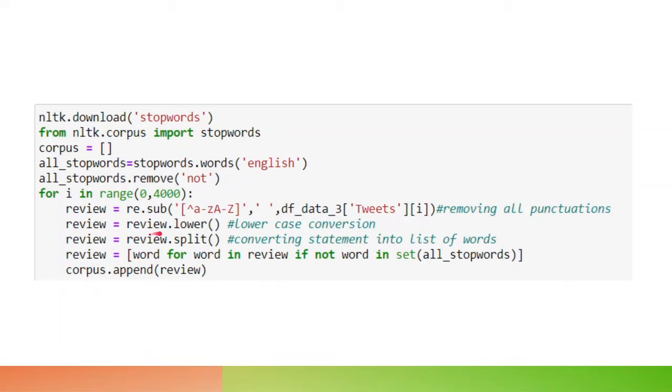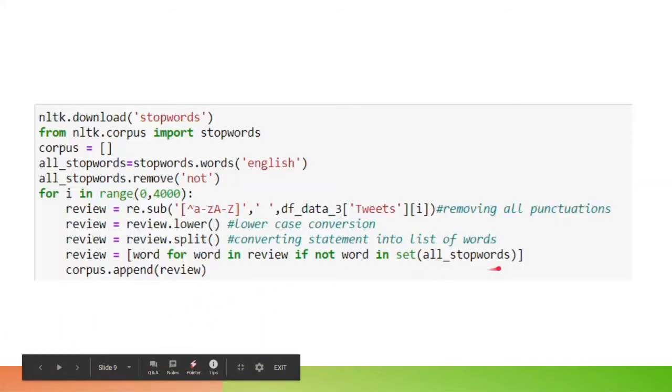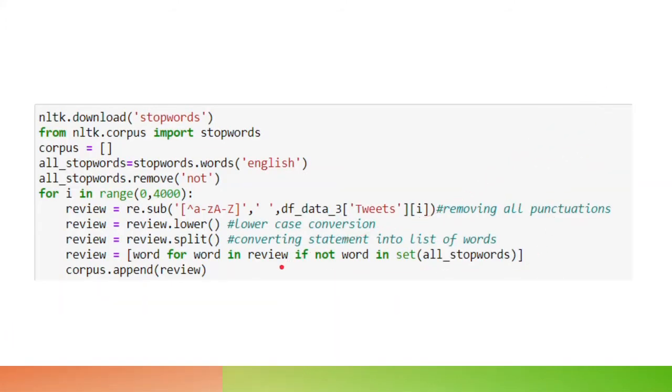In the next step, we have converted all the sentences into lowercase, and in the next line we have split the sentences into words. Lastly, we have appended the words which are present in the review variable, which are not part of the stop words, into our empty list corpus. So the end result that we obtain from the corpus is called a bag of words, which contains the words present in our dataset excluding the stop words. The next step will be explained by Sanket.